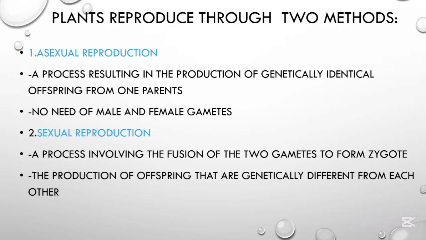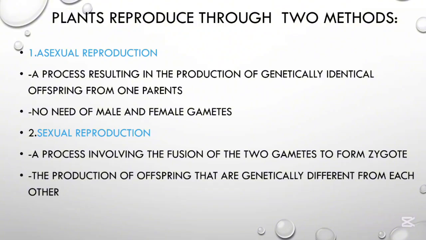In asexual reproduction, there is no need of male and female gametes. The plant reproduces through its vegetative parts, and therefore asexual reproduction is also known as vegetative propagation. And another method is sexual reproduction.